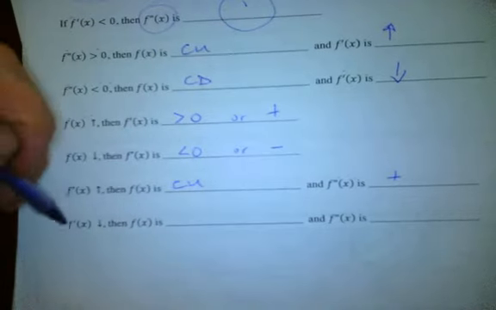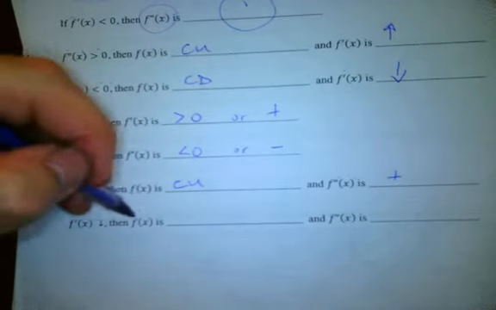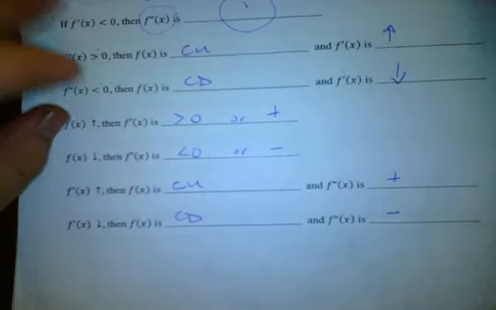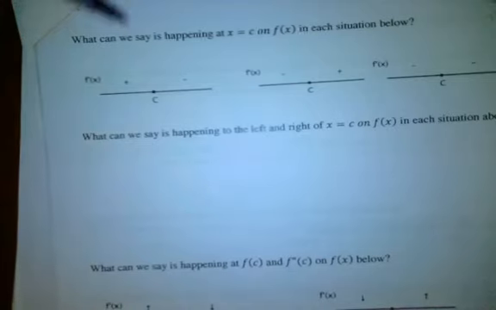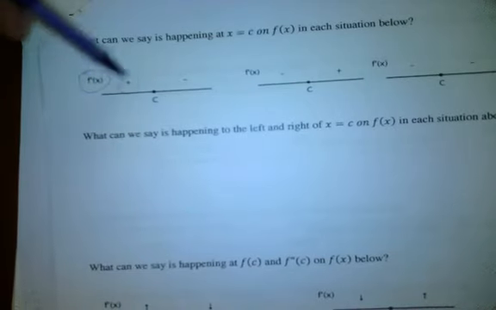Next, when f is increasing, f prime is greater than 0, or positive. When f is decreasing, then f prime is less than 0, or negative. And then here we're told f prime is increasing. Well, if f prime is increasing, then we know f double prime is positive, and therefore f is concave up. And if f prime is decreasing, we know that f must be concave down because f double prime is negative.